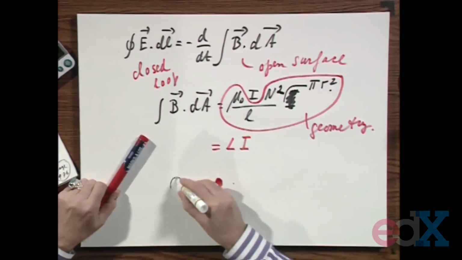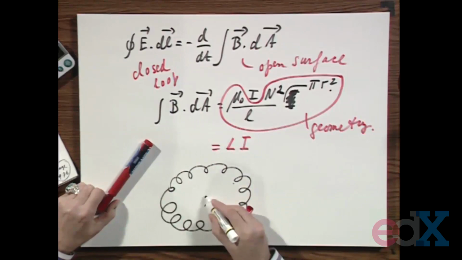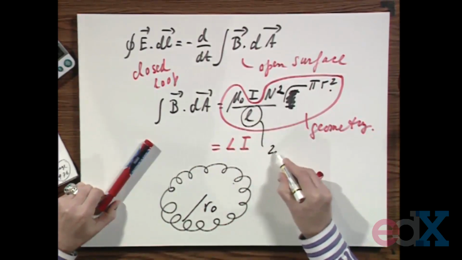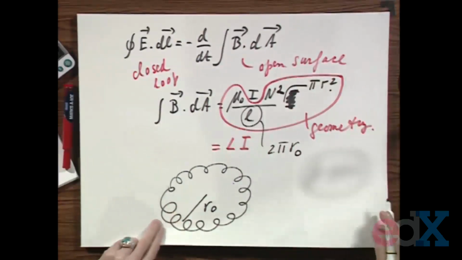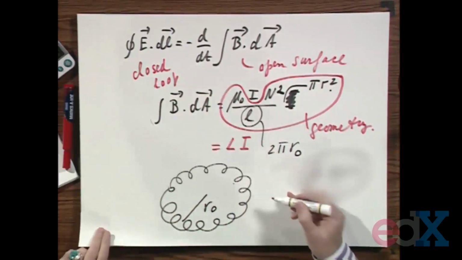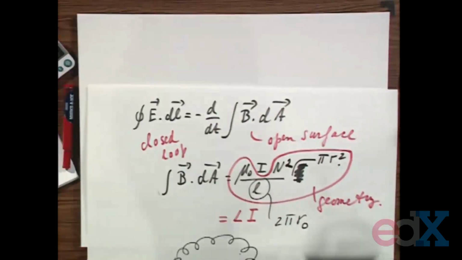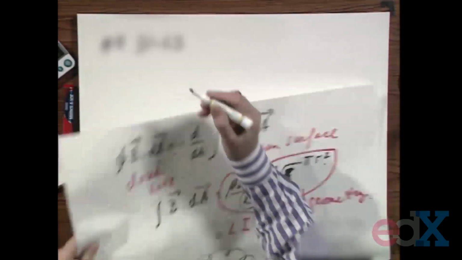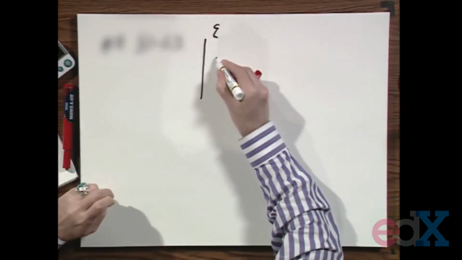If your solenoid were a toroidal system with radius r0, then this L simply became 2 pi r0. Now that we have prepared this, and we keep in mind that the open surface integral B dot dA equals LI, we can now tackle the last problem that I will do today from the assignment. It's not the last problem that I will do today, but the last from the assignment.